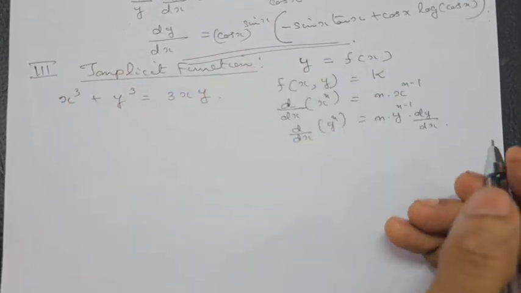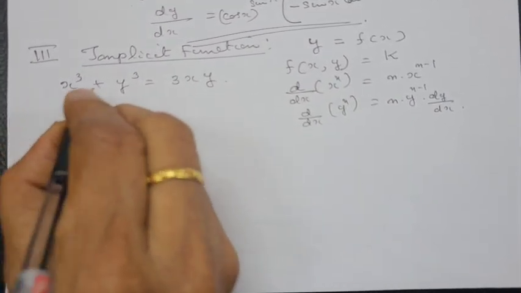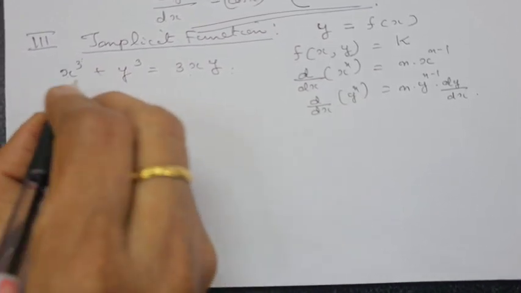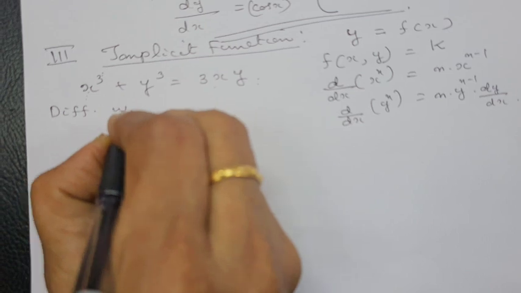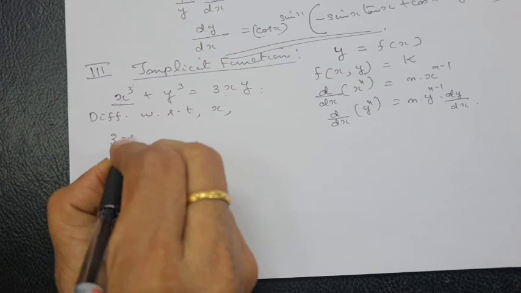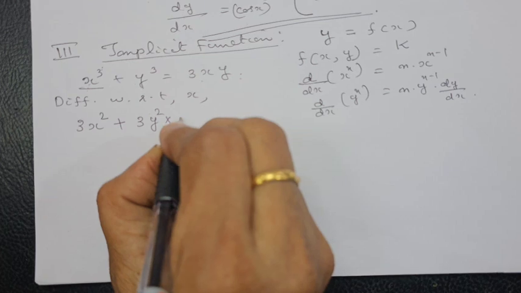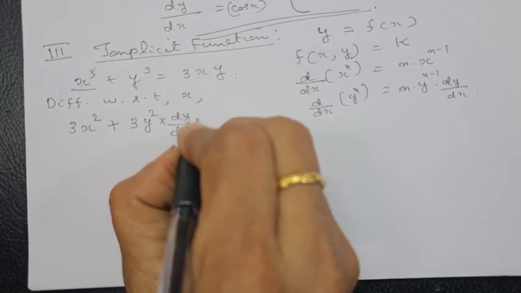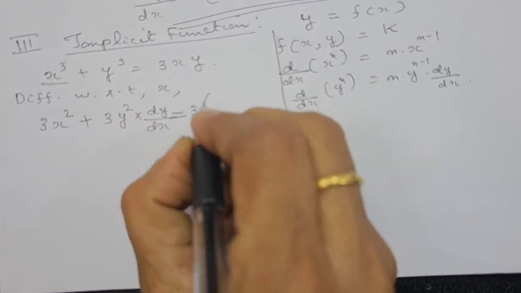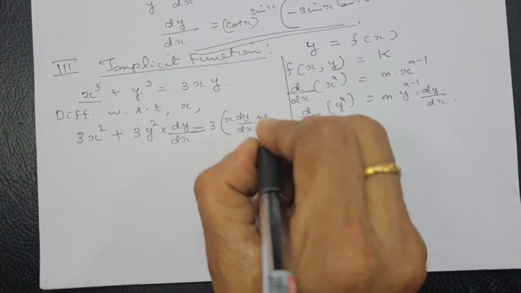So x and y are implicitly related. We cannot write y as a function of x alone. So what will we do? Differentiate term by term using the rules of differentiation. We are differentiating with respect to x on both sides. What will we get? The derivative of x cube is 3x square, plus the derivative of y cube, 3y square into dy by dx, is equal to the derivative of 3xy. 3 is a constant, x into y, product rule uv dash, x dy by dx plus y into the derivative of x, which is 1.